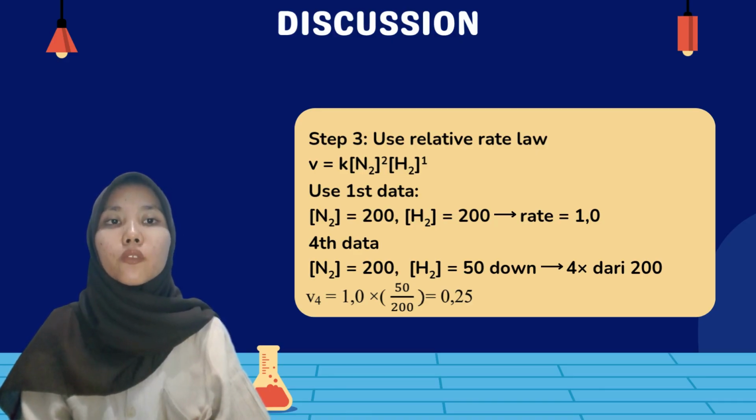Now look at number 4. N2 equals still 200, H2 equals 50. So hydrogen drops from 200 to 50, which is 1/4. Since the order of H2 is 1, the rate also drops to 1/4. So V sub 4 equals 1.0 times 50 divided by 200. Final answer is X equals 0.25.